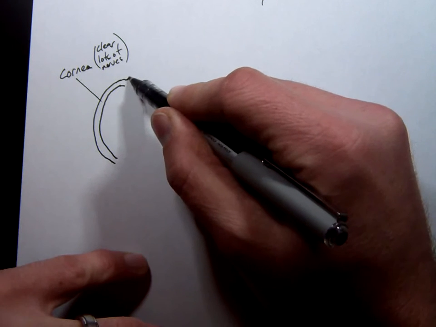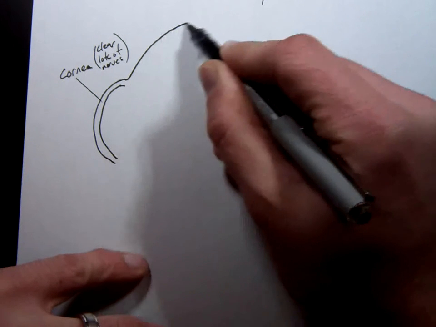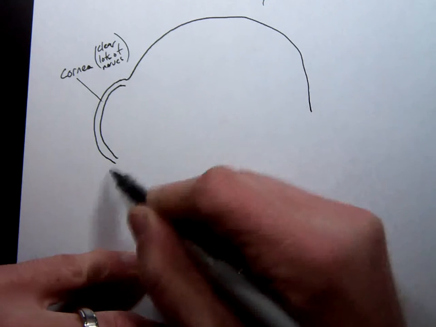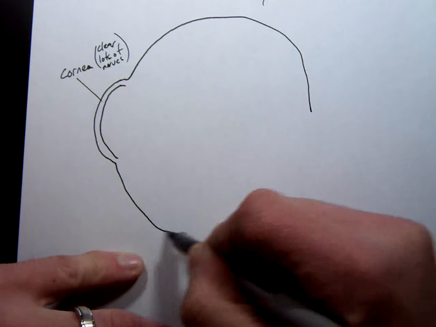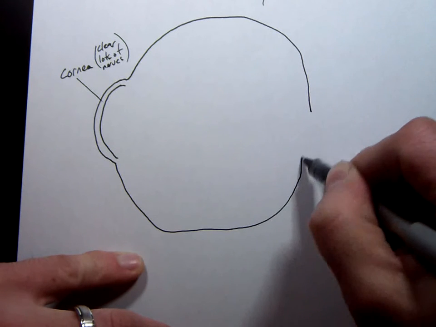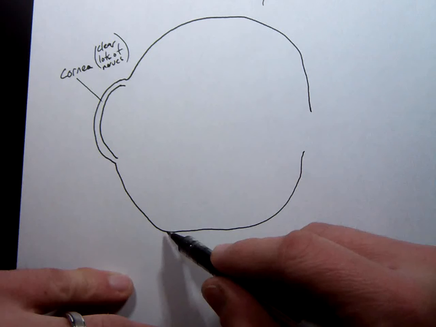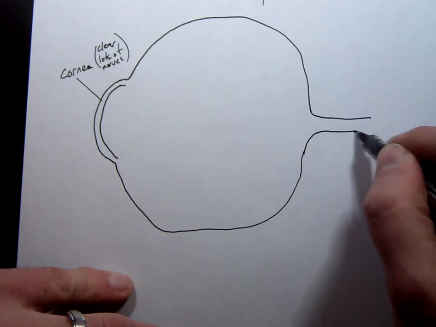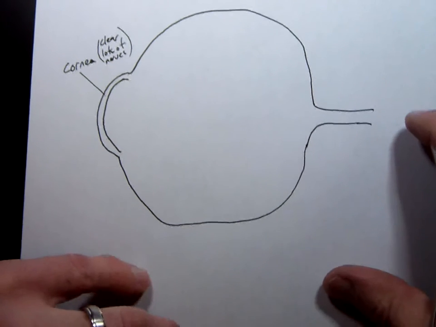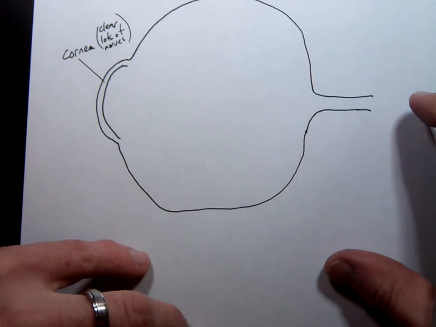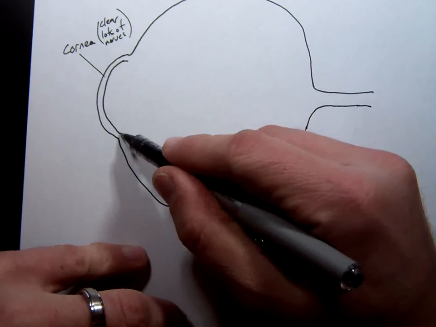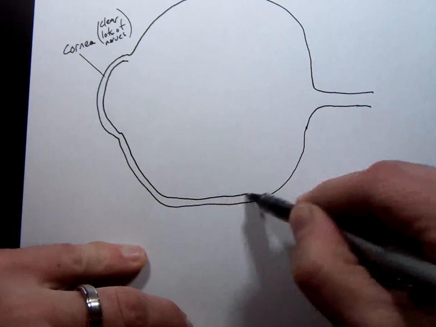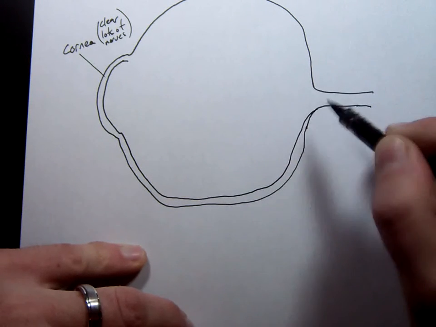It is continuous with this layer of the eye. Now we're going to go ahead and form most of the rest of the eye here. You'll find that these layers, and maybe make yours round. This cornea is clear, and it's continuous with this layer of the eye that is not clear. Both are pretty tough and fibrous.